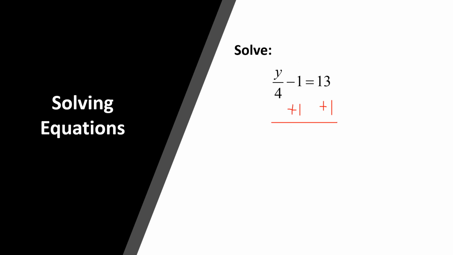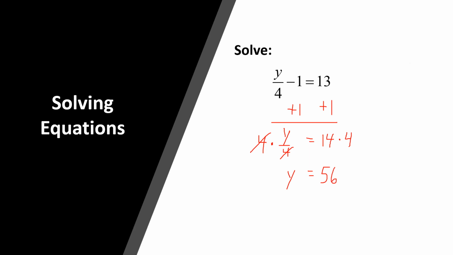These cancel. We're left with y divided by 4. Bring down your equal sign. 13 plus 1 is 14. The inverse of divide by 4 is to multiply by 4. These will cancel. But if you multiply by 4 on the left hand side, you've got to multiply by 4 on the right hand side. And 14 times 4 is 56.